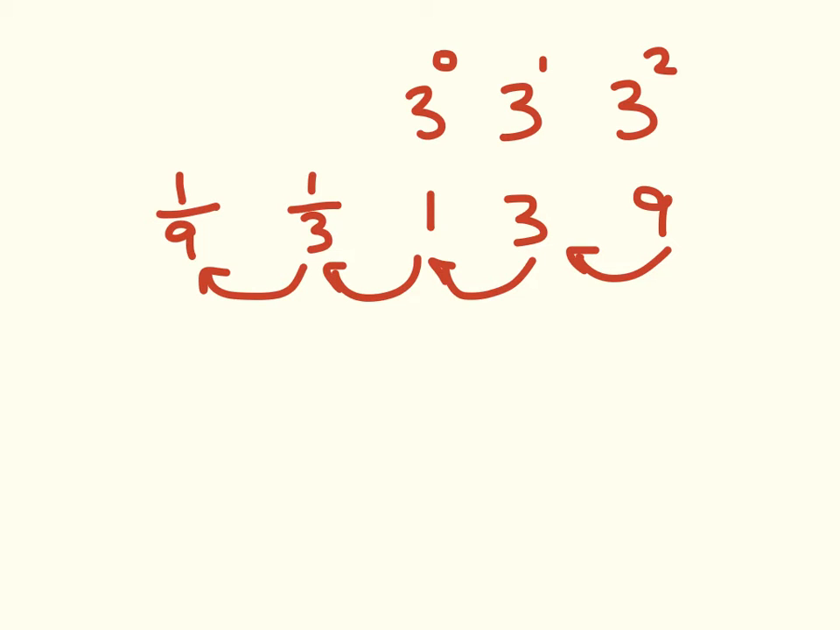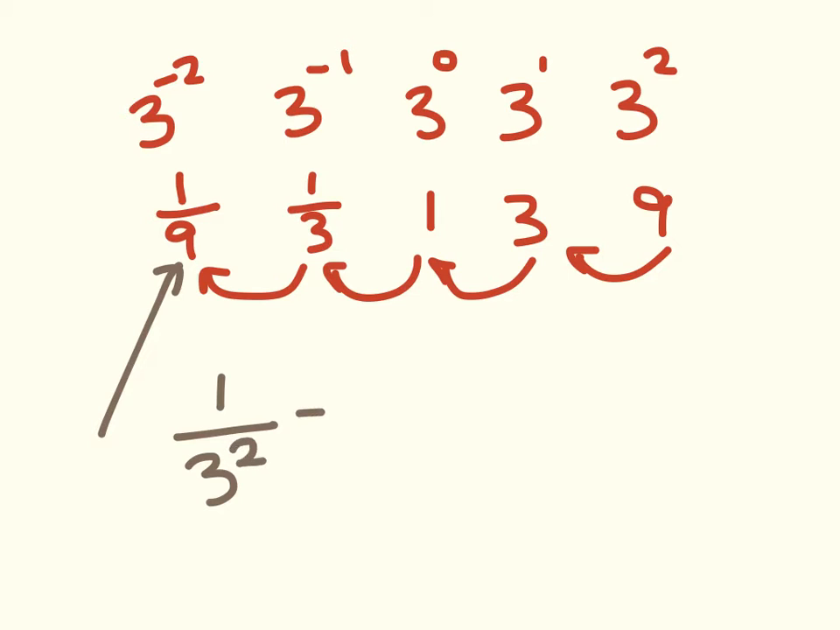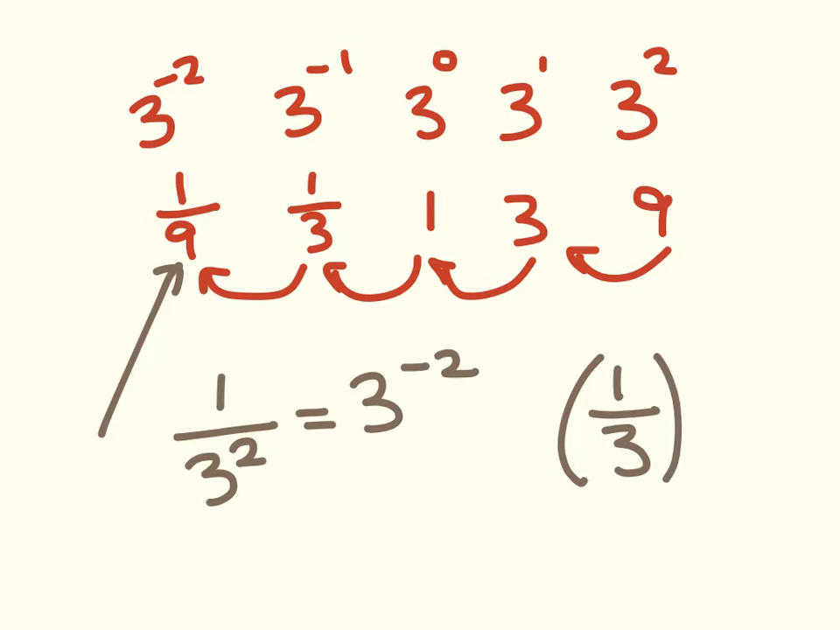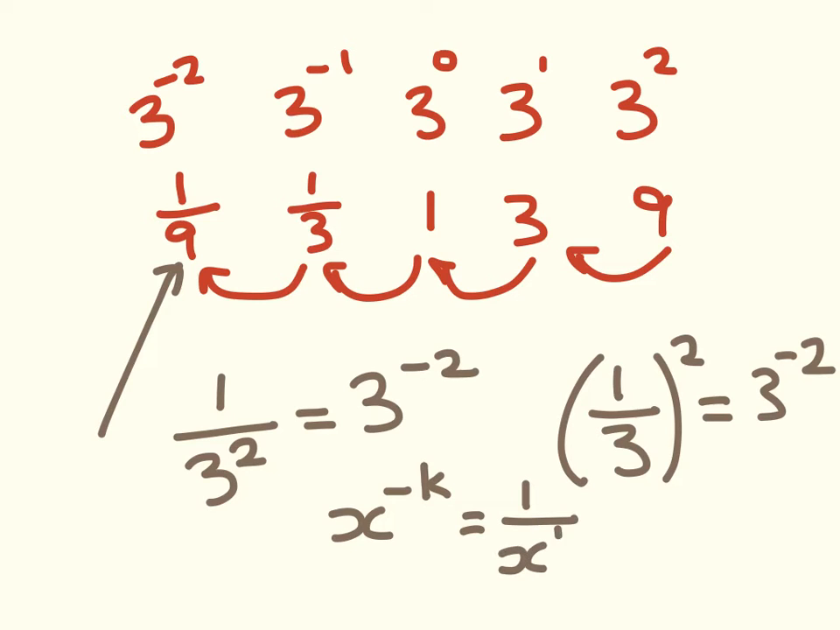And this is what a negative power is. So 1/3 is 3 to the power of negative 1. 1/9 is 3 to the power of negative 2. Right, so if you're not seeing that, 1 over 3 squared is equal to 3 to the power of negative 2. So when I have a negative power, it's the same as the reciprocal. I could write it as 1/3 squared is equal to 3 to the power of negative 2. So that gives me my definition of a negative power. For any x, x to the power of negative k is equal to 1 over x to the power of k.